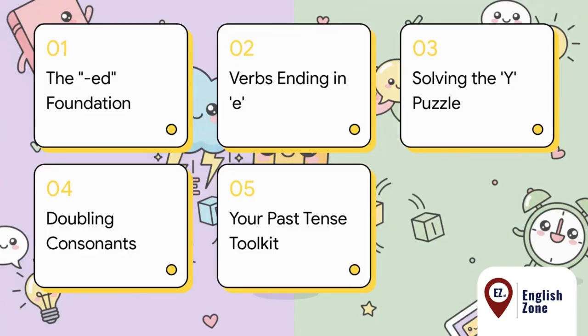So, here's our game plan. We're going to start with the absolute basics, the ED foundation. Then, we'll look at a really easy shortcut for verbs that end in E. After that, we'll solve that Y puzzle once and for all, and then figure out when you need to double up on consonants. By the end, you'll have a whole toolkit to get this right every single time.